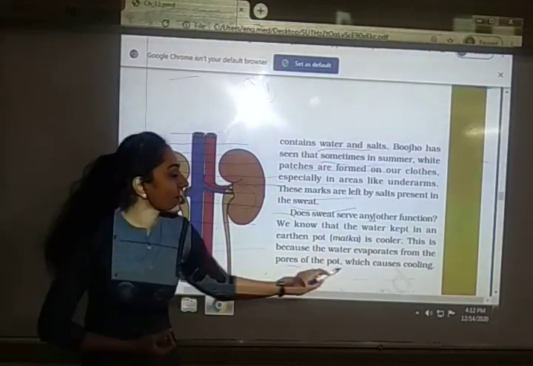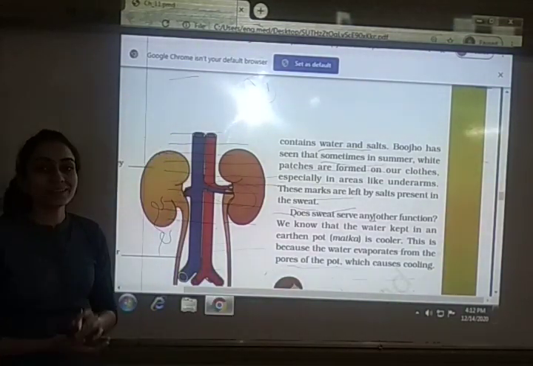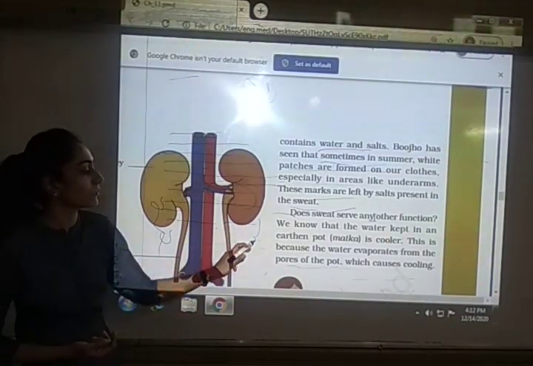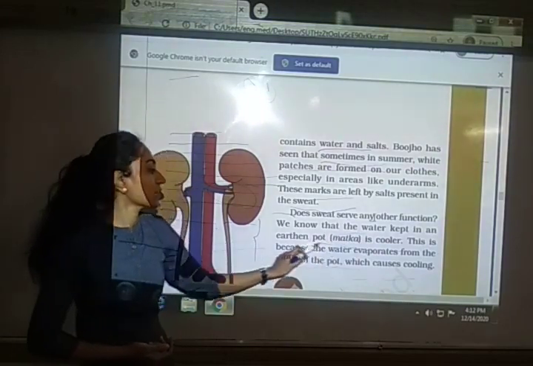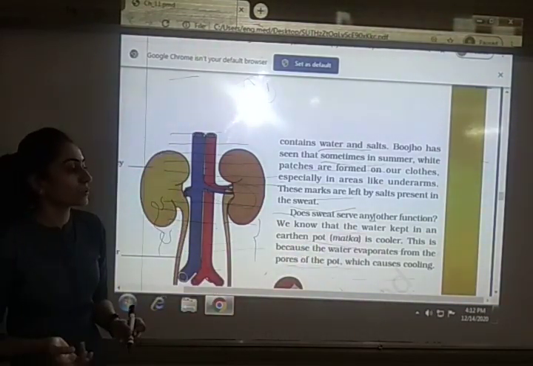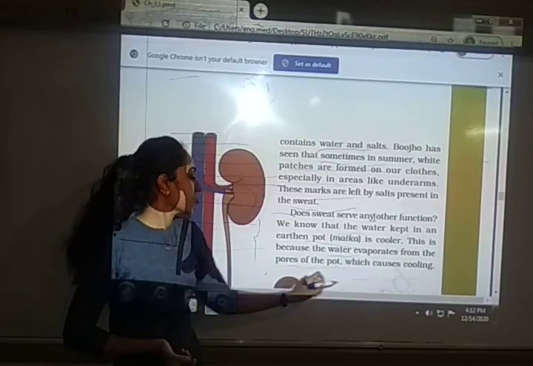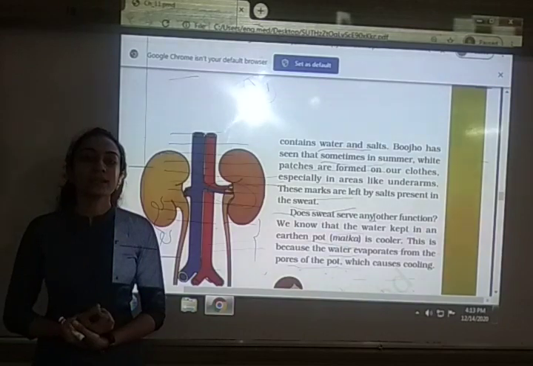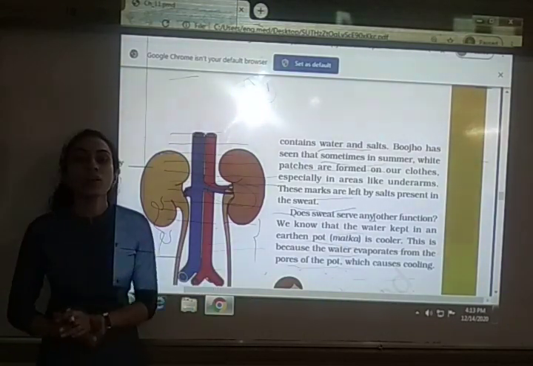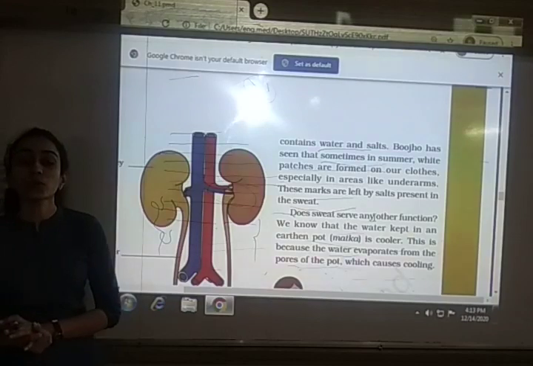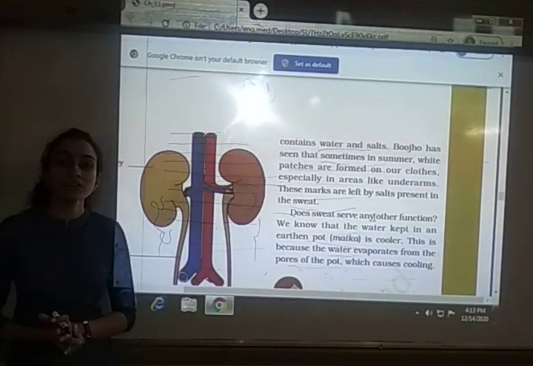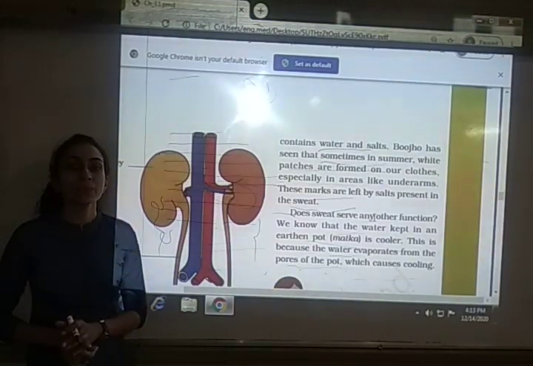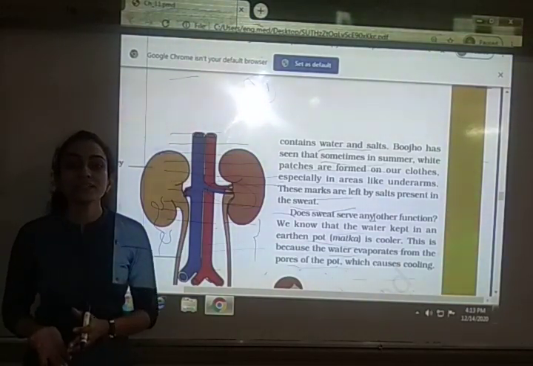Now, does the sweat serve any other function? What is the function of sweat and why do we sweat? We know that the water kept in an earthen pot, or matka, is cooler. This is because the water evaporates from the pores of the pot, which causes cooling. This is evaporative cooling. Water stored in an earthen pot is cooler compared to water stored in other vessels.